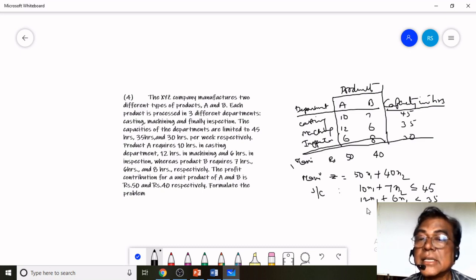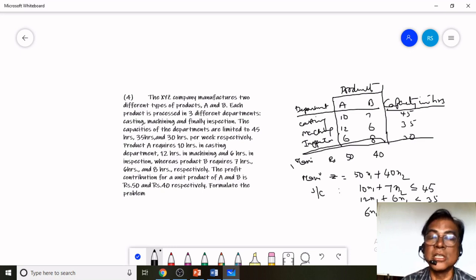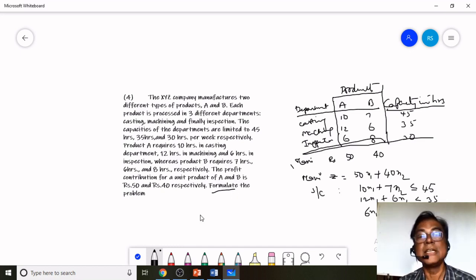Next, 6x1 plus 8x2. First you write down 30. Availability, less than or equal to. After that you have to write x1 comma x2 greater than or equal to 0. That's all. The problem is over. Only the question is to formulate, to make the equations. Sometimes you are asked to calculate the maximum profit.